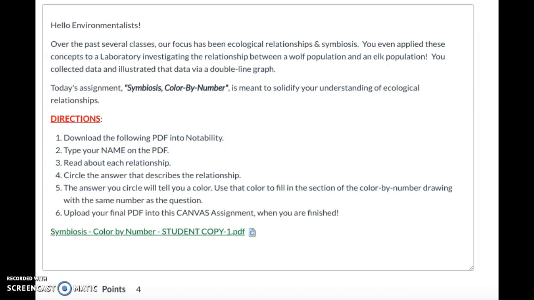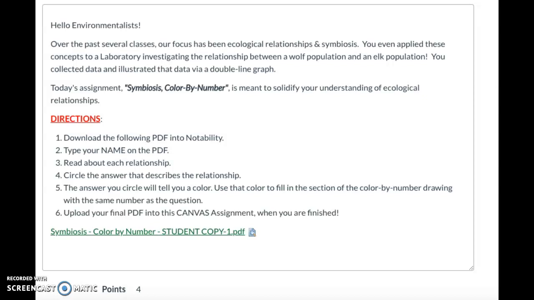In today's assignment, we are going to do a little bit of review. Over the past several classes, our focus has been the ecological relationships and symbiosis. You've even applied these concepts in a laboratory investigation between a wolf and elk population. You collected data and illustrated the data on a double line graph.